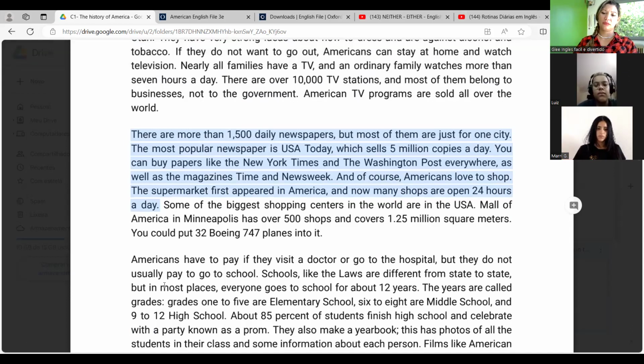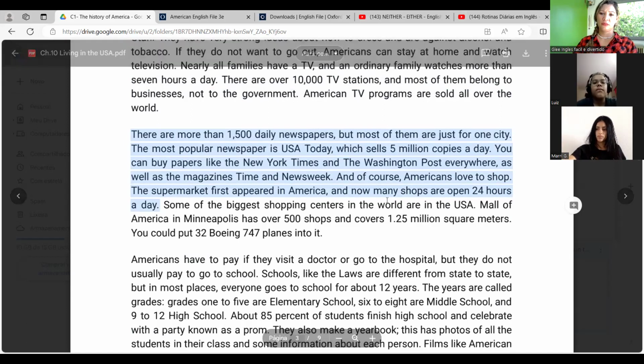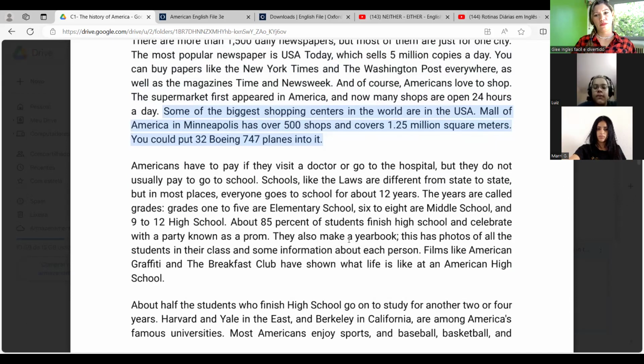And, of course, Americans love to shop. The supermarket first appeared in America, and now many shops are open 24 hours a day. Some of the biggest shopping centers in the world are in the USA. Mall of America in Minneapolis has over 500 shops and covers 1.25 million square meters. You could put 32 Boeing 747 planes into it.